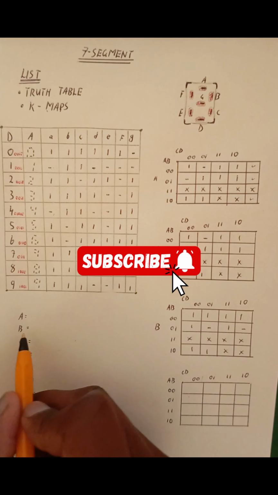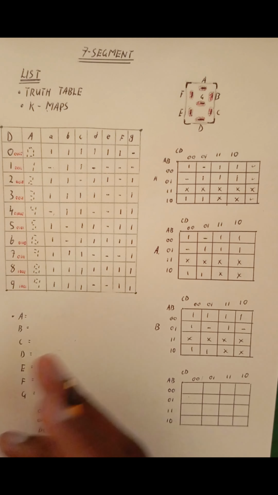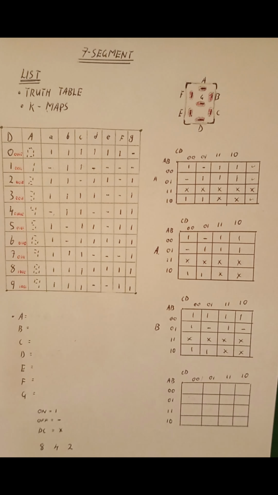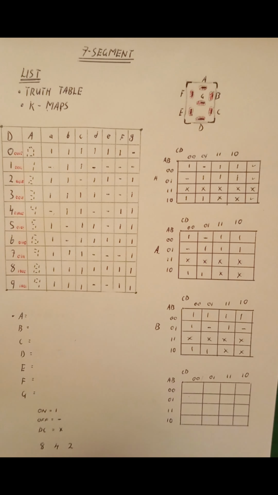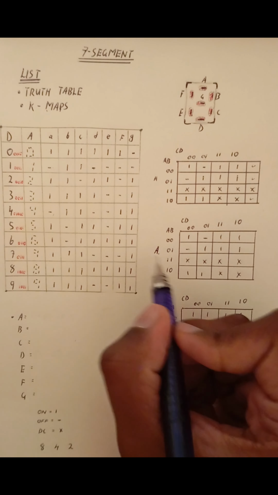Now, let's find the equation of A. Here's how we find it. We're going to do what we call mapping, a Karnaugh map. We map in groups of 2, 4, and 8, because 2 plus 2 is 4, 4 plus 4 is 8. I don't know why they don't put 6. I don't question it. So let's do A.